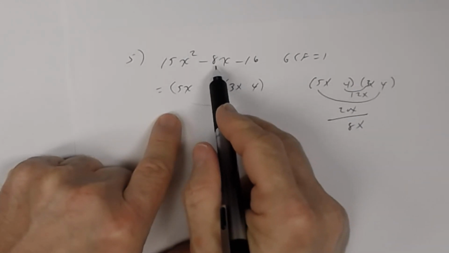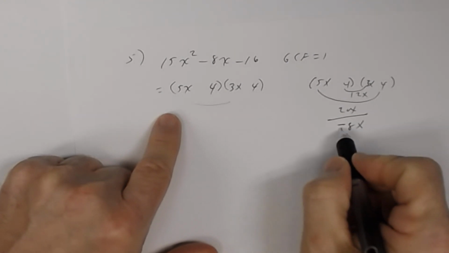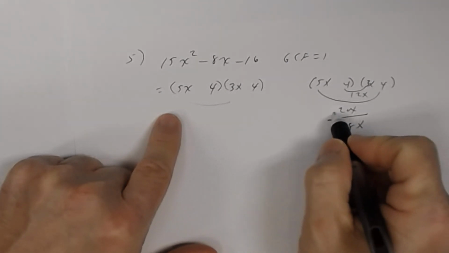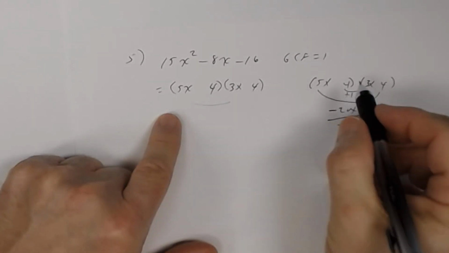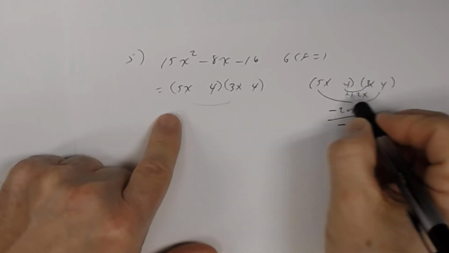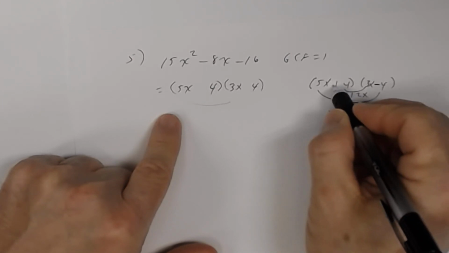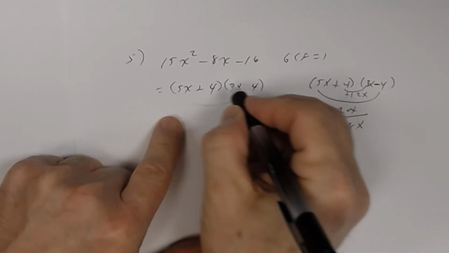But you want 8x to be negative. You want this to be negative. In order for this to be negative, the 20x has to be negative, and the 12 has to be positive. So that means that our signs then should be this. This should be the negative. This should be the positive. So this will be plus, minus.